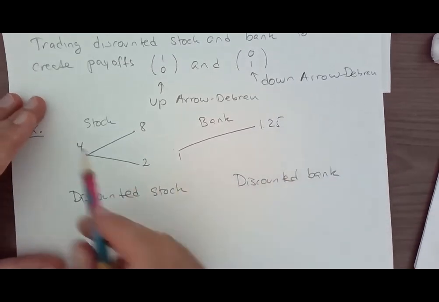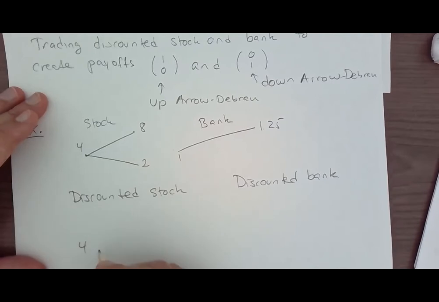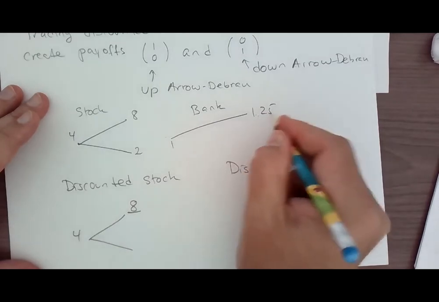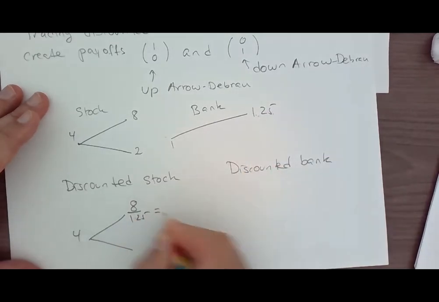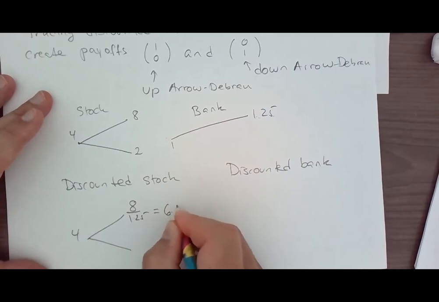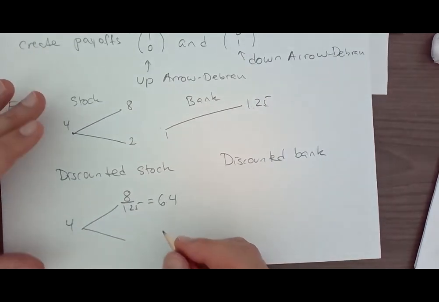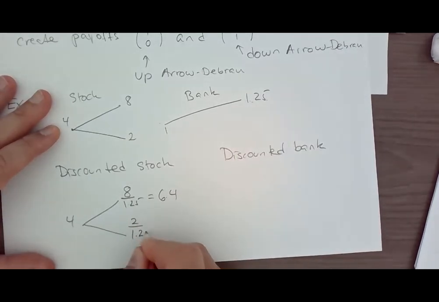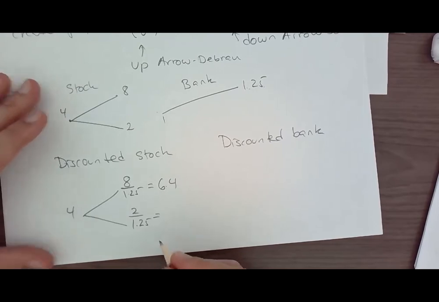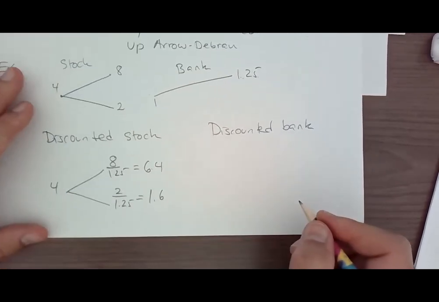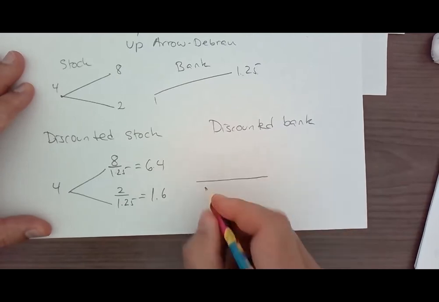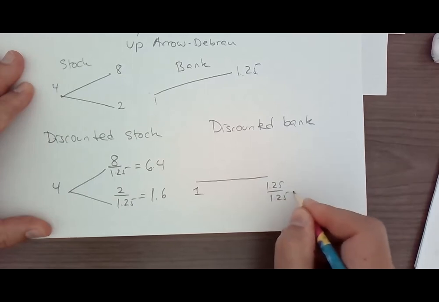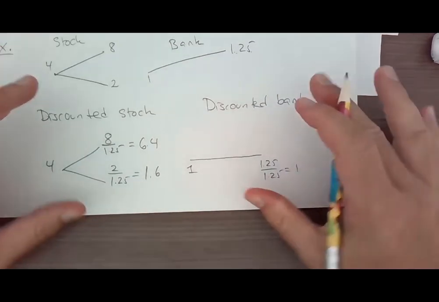So what I need to do is divide 4 by 1. So that's still going to be a 4. But the other values here will be 8 divided by 1.25, and this here is 6.4. The other one is 2 divided by 1.25, and this is equal to 1.6. And the bank is just going to be 1, and it'll be 1.25 divided by 1.25, which is of course equal to 1. So these are my discounted securities.